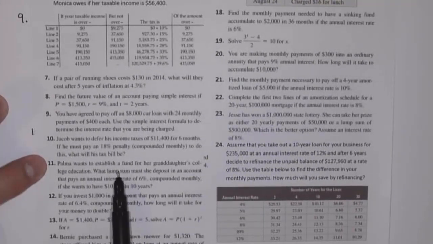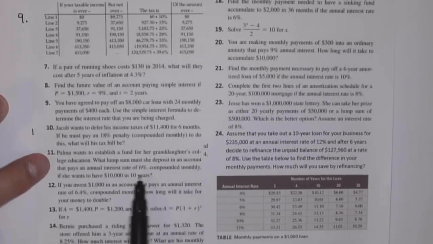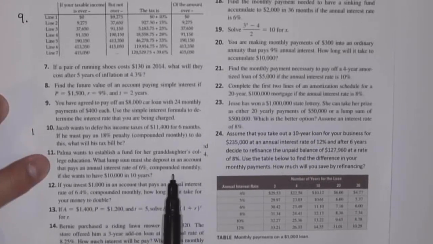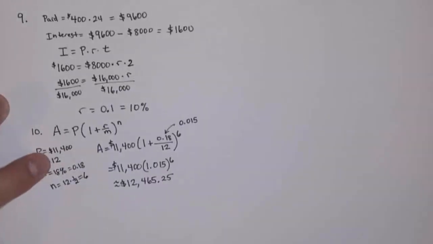Palma wants to establish a fund for her granddaughter's college education. What lump sum must she deposit in an account that pays an annual interest rate of 6% compounded monthly if she wants to have $10,000 in 10 years? So she's going to put in a lump sum of money right now, and the question is, how much does that need to be if she's going to have $10,000 10 years from now?